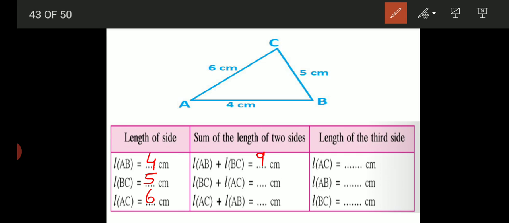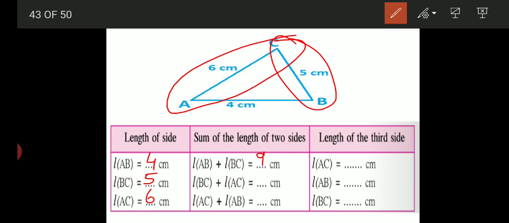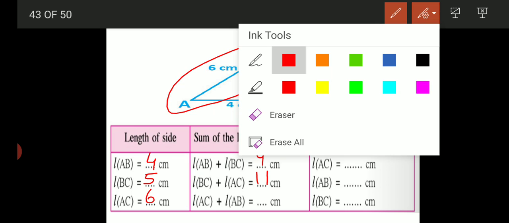In the next line, they have asked you to add the lengths of BC and AC. Now what is BC and AC? 5 plus 6, which equals 11. So I write 11. Once again, let's erase it out.